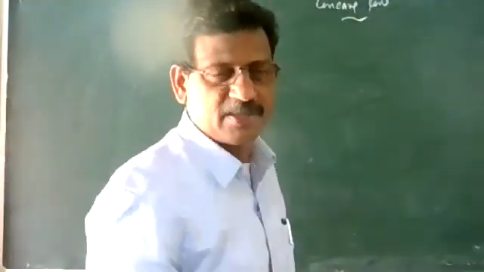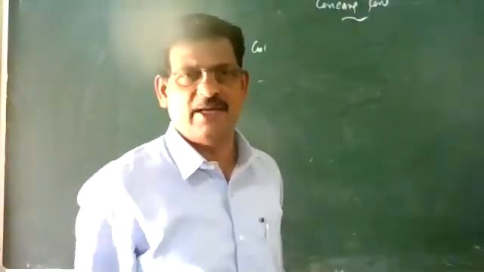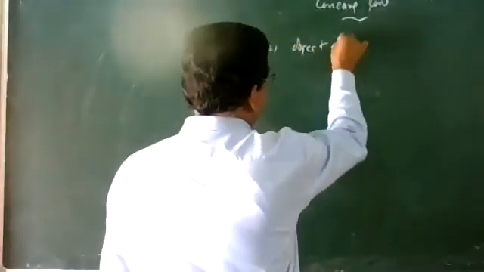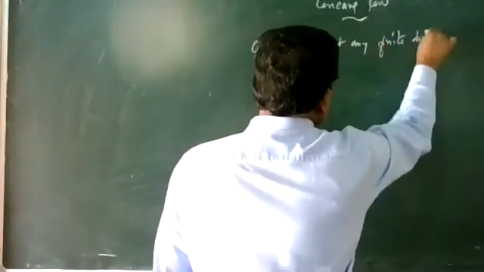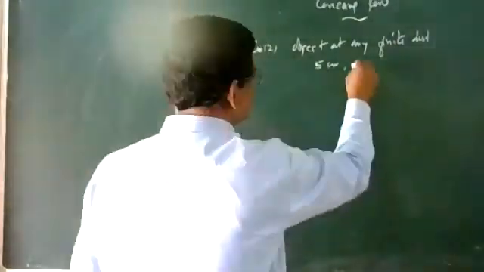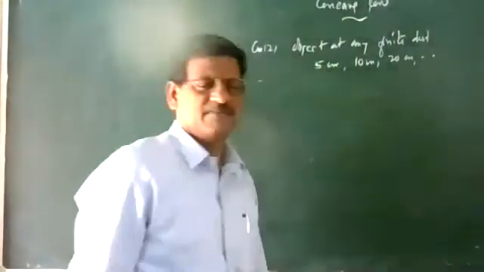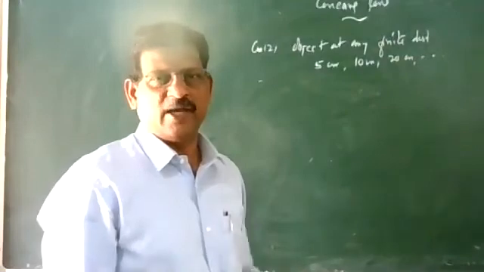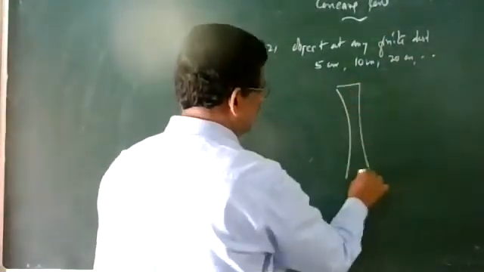At any finite distance means 10 centimeter, 30 centimeter, 40 centimeter, 5 centimeter, anywhere, any finite distance. 5 centimeter in front of the concave lens, 10 centimeter, 20 centimeter, any finite distance. At F or 2F, anything can be given. So it forms only one type of image.